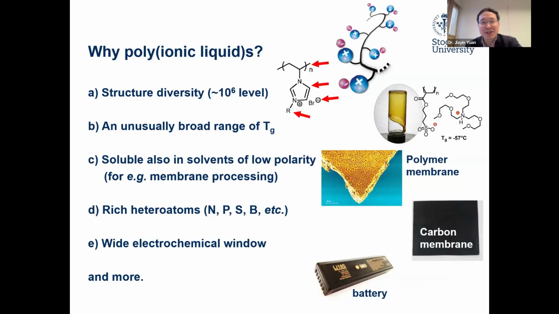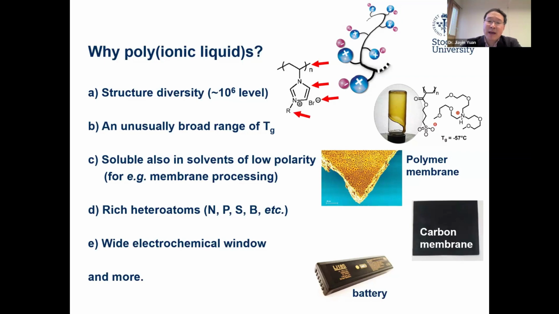My group is very much interested in polyionic liquids, as I said, for quite a long time. And we are fascinated by polyionic liquids in the following points. First, the structure diversity. If you consider the combination of the polymeric backbone, the cation, and the anion, as well as the alkyl substituent, you could naturally end up with a number around 1 million, right? So the structure diversity is really, really huge. The next is actually the wide range of glass transition temperatures.